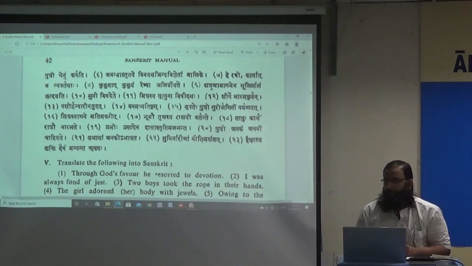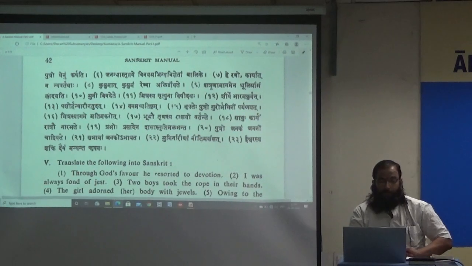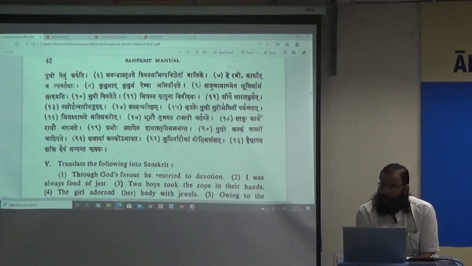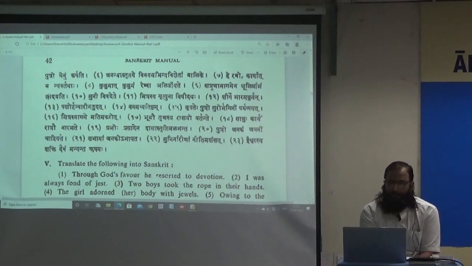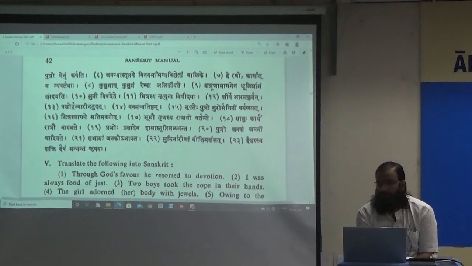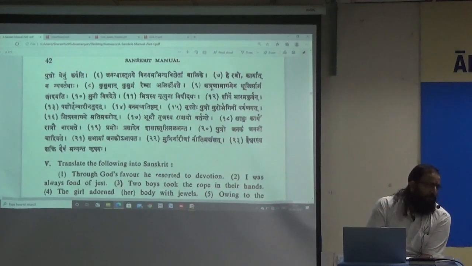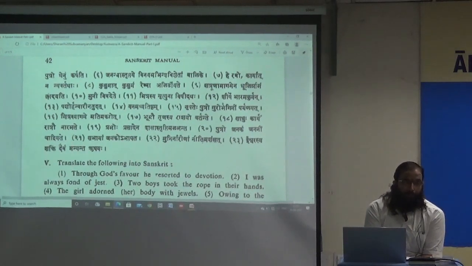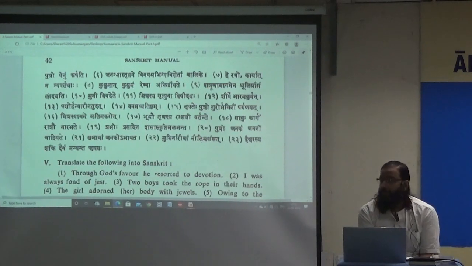For what purpose? For the satisfaction of their mother. So, Triptaye, what is the vibhakti? Chaturthi. Right? Triptaye. Siddhaye. Siddhir bhavati. Siddhaye. So, Triptaye. Another form is? Triptyai. Mati shabdavat. Matyai, mataye. Tripti shabdavat. So Triptyai. Jananyaha triptyai also you can say.